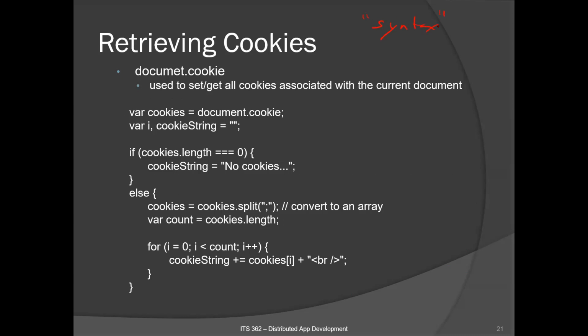Retrieving cookies, so you probably remember this from your 110 class. You have document.cookie. So basically with document.cookie, this is how you reference, from the document object model, and it is used to set and get all cookies associated with the current document. So, in the simplest form, it is like that.